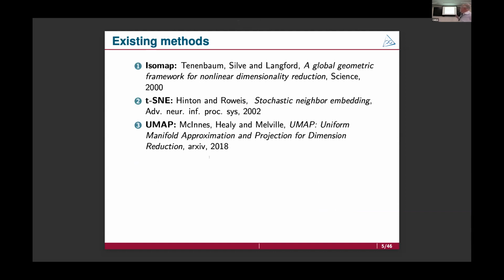So there are some existing methods. ISOMAP, that was already introduced a quarter of a century ago. Then there is t-SNE, which is stochastic neighborhood embedding. That is what SNE stands for. And there is the currently most popular one, UMAP, uniform manifold approximation and projection for dimension reduction. And our aim was to improve, in particular on the latter one.